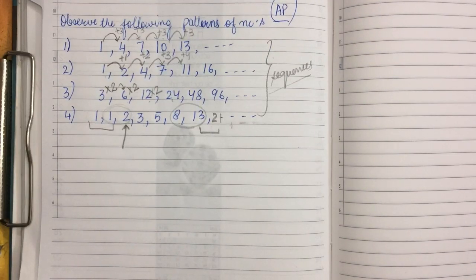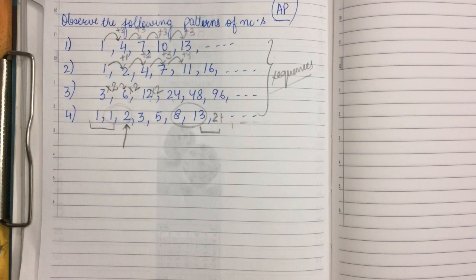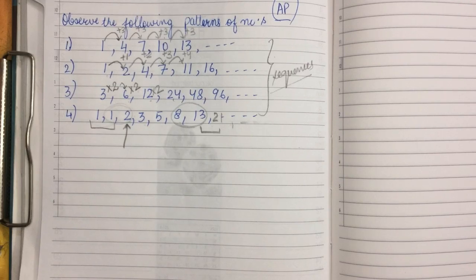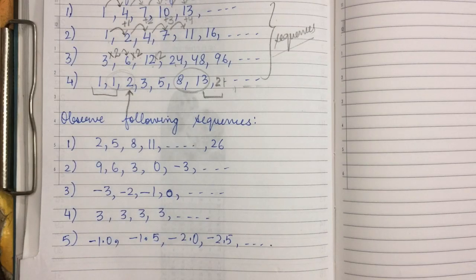So as you can see, there are different types of patterns of numbers or sequences based on the pattern they follow. We will not be studying about all of them. We are going to study about the ones which follow a particular rule. The sequence of numbers that we will study in this chapter is referred to as the arithmetic progression. Now observe the following sequences. All of these sequences are following the same rule.